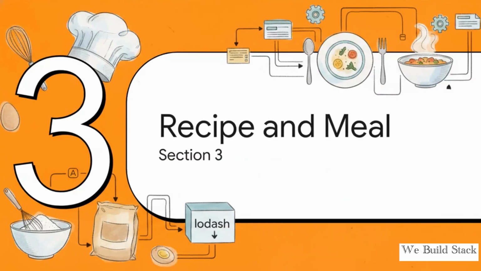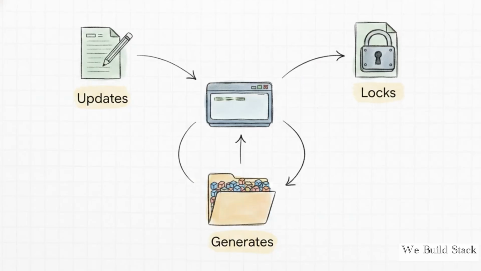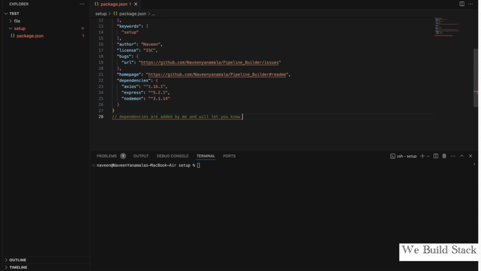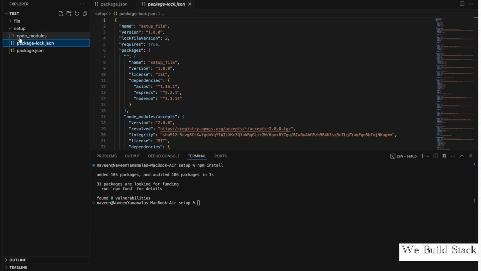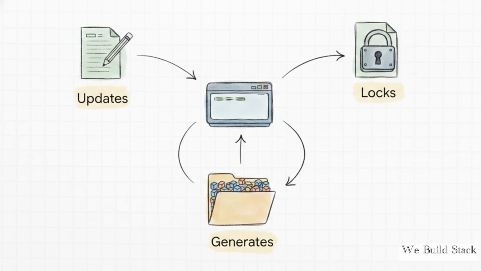Okay, Section 3, the recipe and the meal. Now, what's really fascinating is what happens under the hood when we install a third-party package. Let's say we pull in the classic utility library, Lodash. The moment you run npm install, three things happen instantly. First, your package.json gets updated. Second, npm automatically creates a package-lock.json file. This is crucial for deterministic version matching, basically guaranteeing your teammates get the exact same version you did. And third, it generates that massive node_modules folder, downloading hundreds of necessary files.